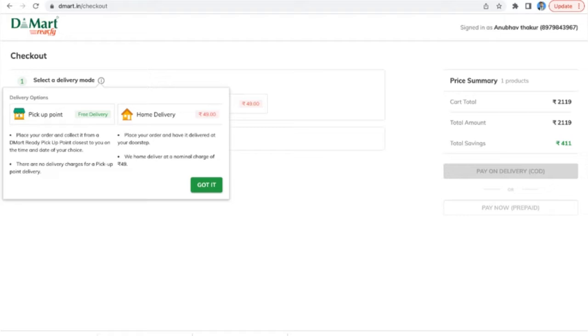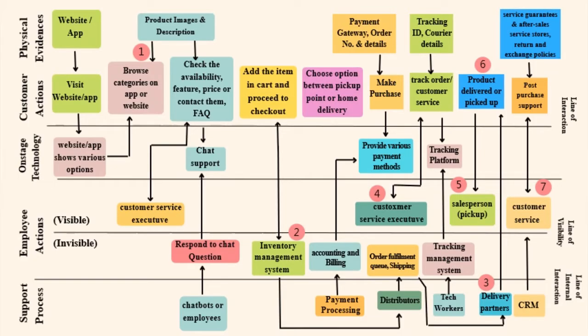Now we'll go to the service blueprint in detail. The service blueprint is a diagram or map that visualizes a service offering accurately. It provides a clear picture of the service process to those who are involved in service production as well as service consumption. Its purpose is to help understand the service delivery process from the customer's perspective in order to assist the service design and improvement process.